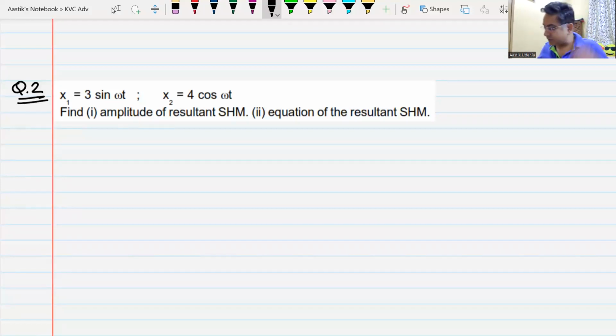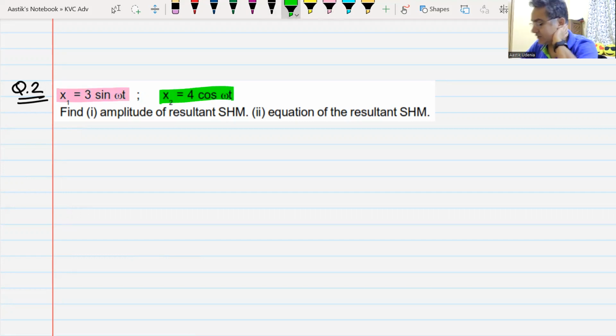Let me proceed and do this. How am I going to do this? The only problem I see here is that one of the equations is in sine and the other equation is in cos. Now, how are we going to tackle this? One equation in sine, other equation in cos. Either convert both into sine or both into cos. I always think that converting into sine is easier.